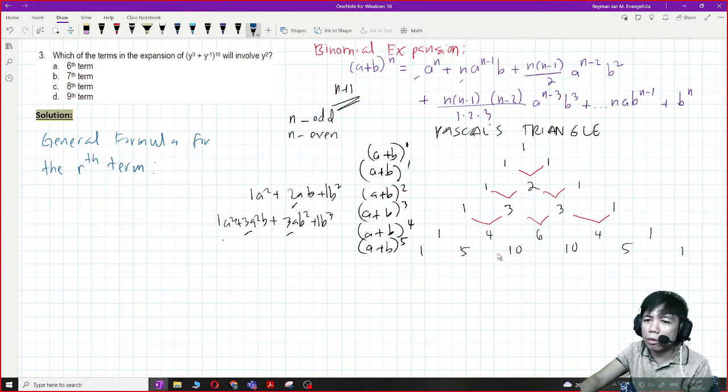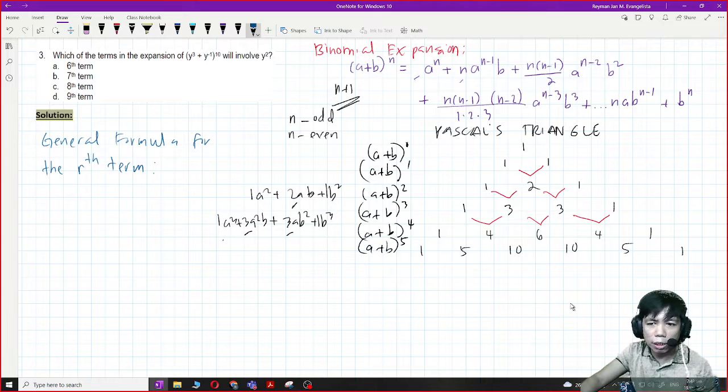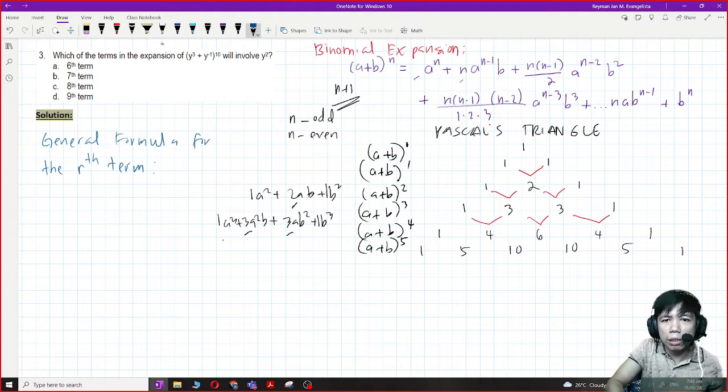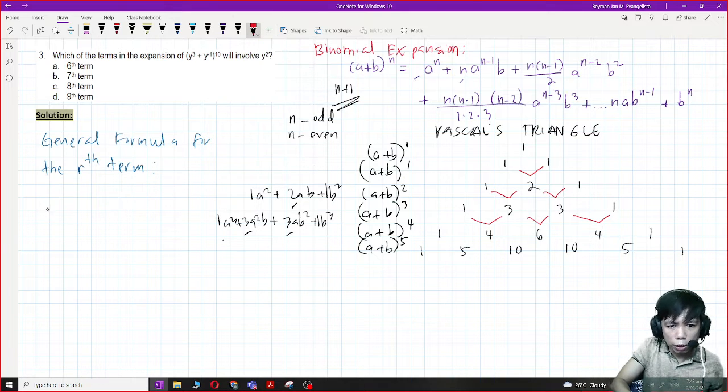Okay, pero guys, hindi lahat ng oras yung problem is a plus b. Okay, sometimes yung a mo, pwede mo siyang x squared, x cubed, okay? So, ikaw yung mag-aayos na lang nun, okay, dito sa Pascal's triangle, no? Okay, so, the general formula is, okay, right tayo na, yung k term, yung r term, okay, wala ko lang ito, no, kasi sayang ng space.